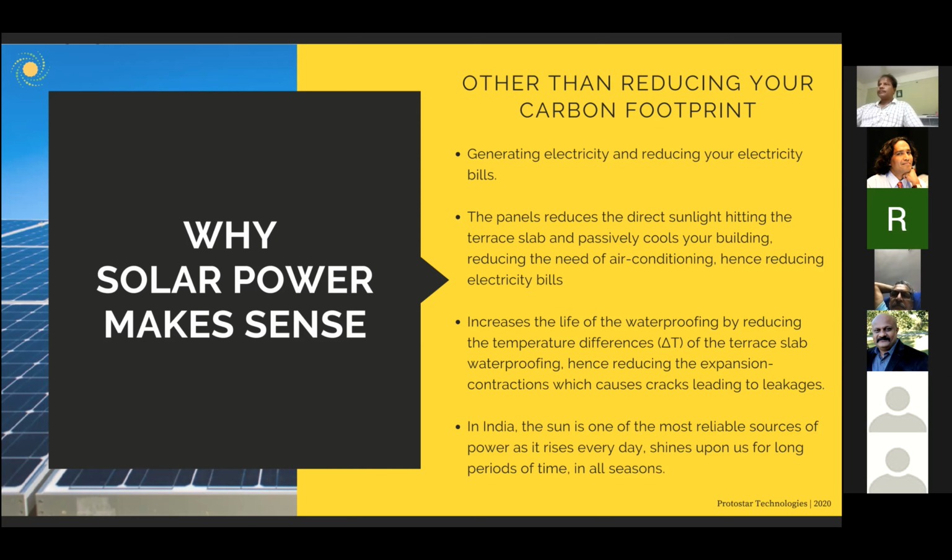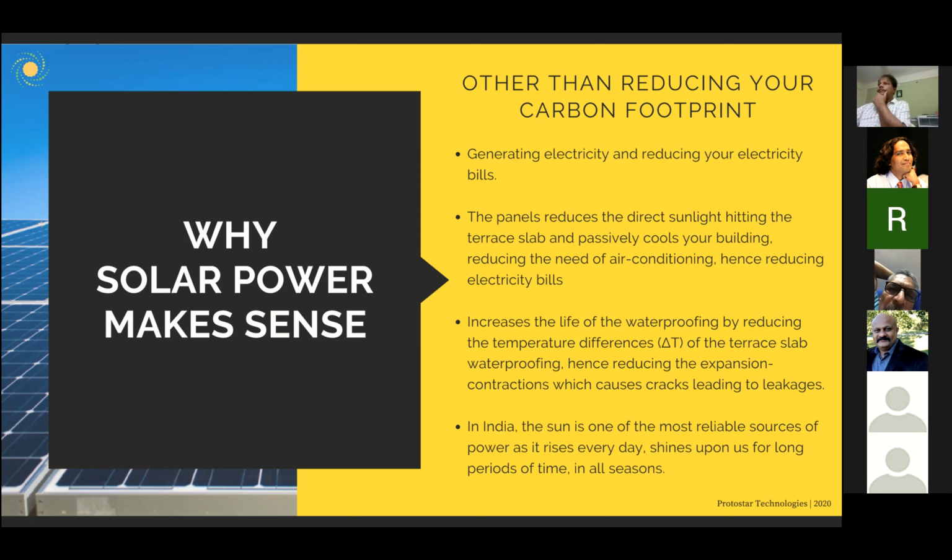The second huge benefit for societies is that when you're covering a roof with panels, because of the shade, you're reducing the amount of heat hitting the waterproofing. As written here, the third point is that the difference in temperature between day and night, called the delta T, is drastically reduced. If it's an uncovered roof, during the day it'll expand, as any matter expands when it is hot, and it contracts when it becomes cold. So during the daytime it expands, at night it contracts, and next day again it expands.